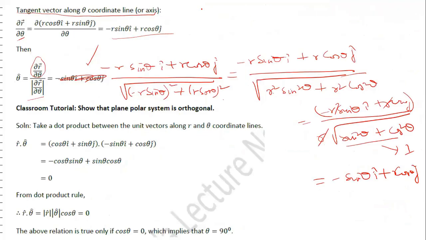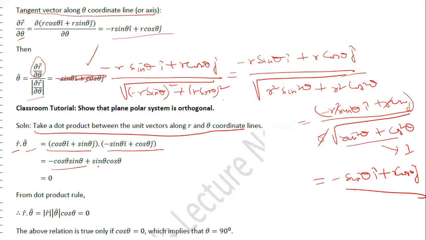So similar to that, you can prove that the plane polar system is orthogonal. How do we prove that? You simply take the dot product between the unit vectors along the r and theta coordinate lines, r cap dot theta cap. So you know that r cap is this, and your theta cap is what we have just obtained, minus sine theta i plus cos theta j. You take the dot product here, you will get 0.